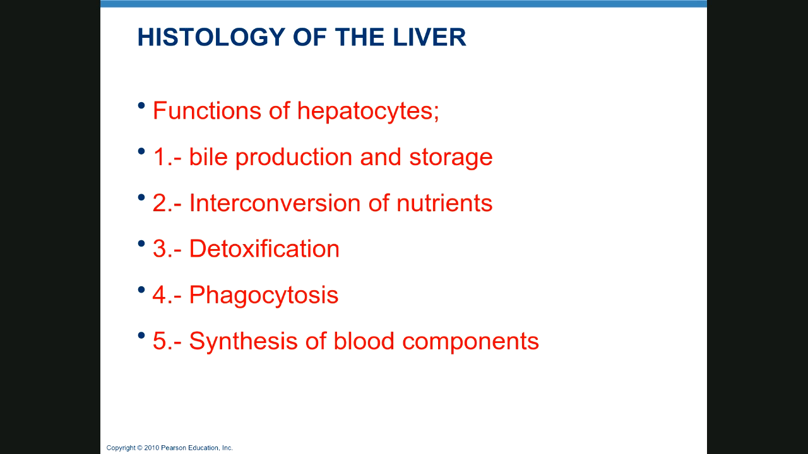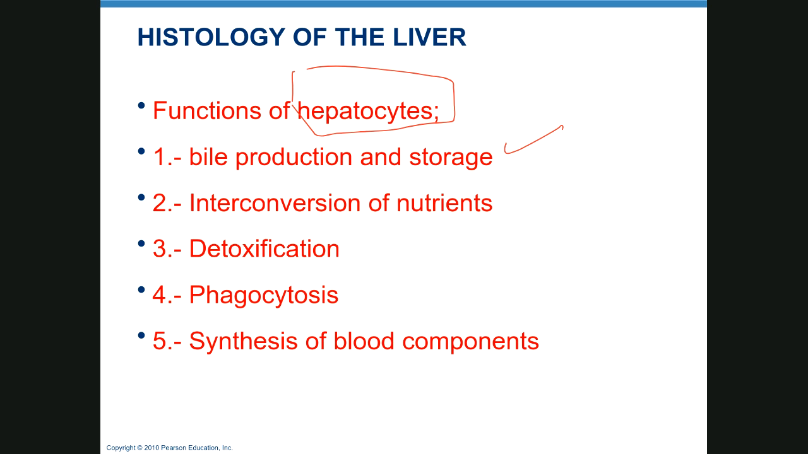First of all, the cells that make up the liver are called hepatocytes. And these are quite amazing cells that do tremendous work. They produce bile. Actually, the liver will also store bile, even though most of the bile storage is going to be in the gallbladder. It interconverts nutrients, so it may take glucose and make it into glycogen. It may store fatty acids. It may take proteins and make them into glucose.